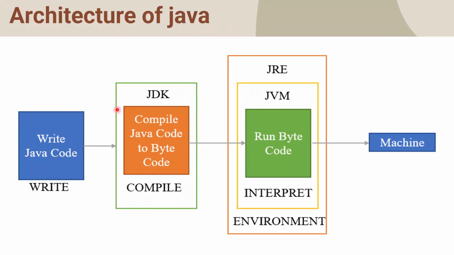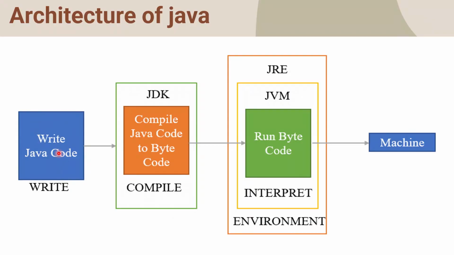Firstly, the high level programming language is written in an editor. We are going to use EditPlus software to write the Java code. High level programming means we use the English language with Java syntax. That is why it is called Java code. It is written in EditPlus.